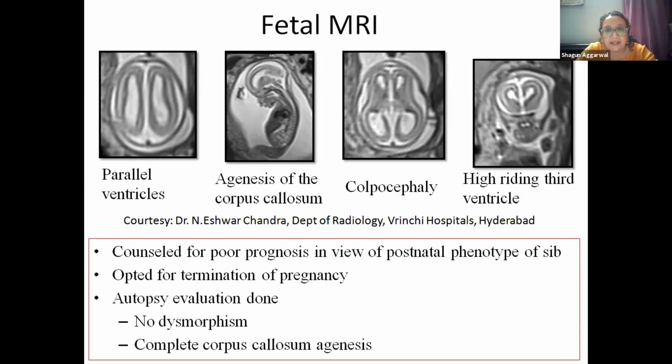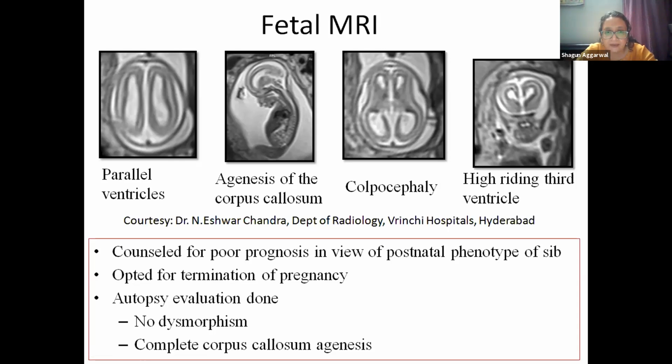So here we can already, at this point itself, even if we don't do any testing per se, counsel them that this looks like a recurrence, this looks like an autosomal recessive condition, and the prognosis is likely to be poor. So that's what was done, and the family terminated the pregnancy.